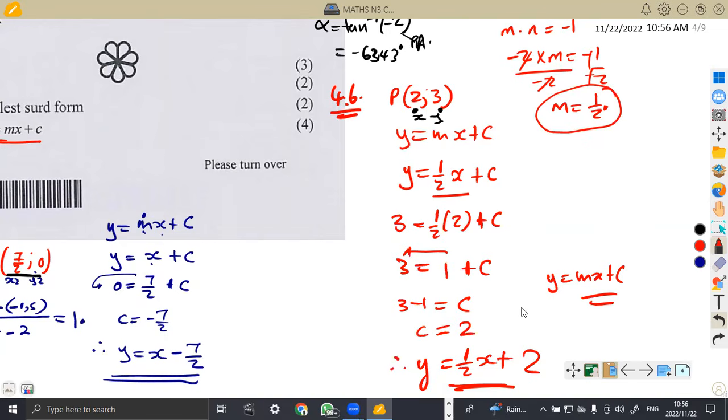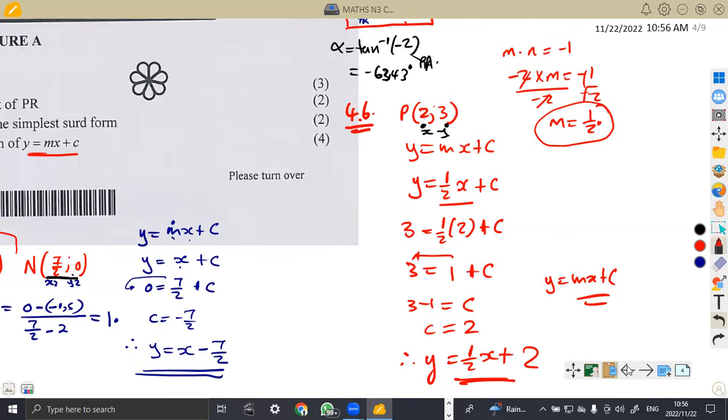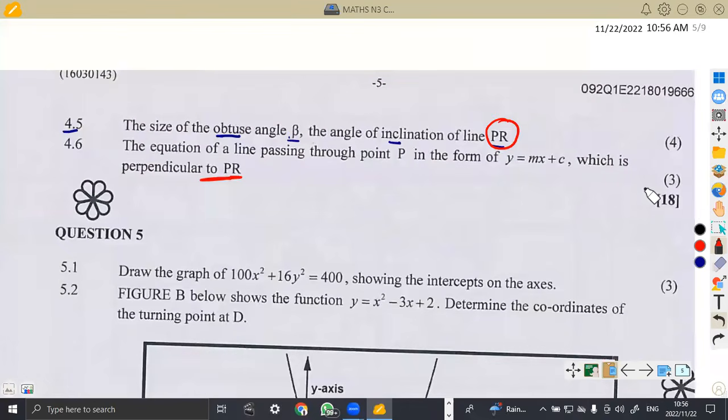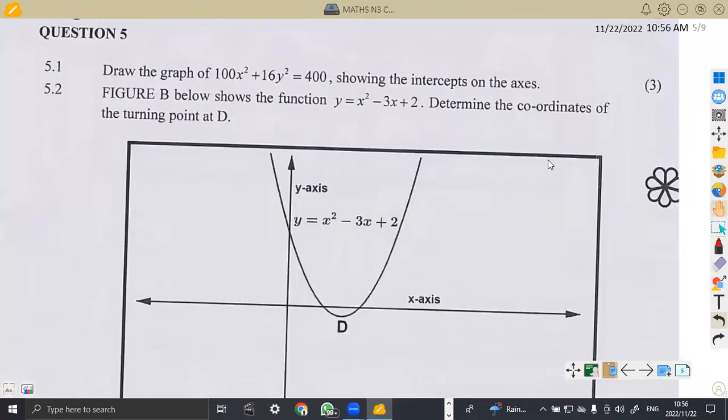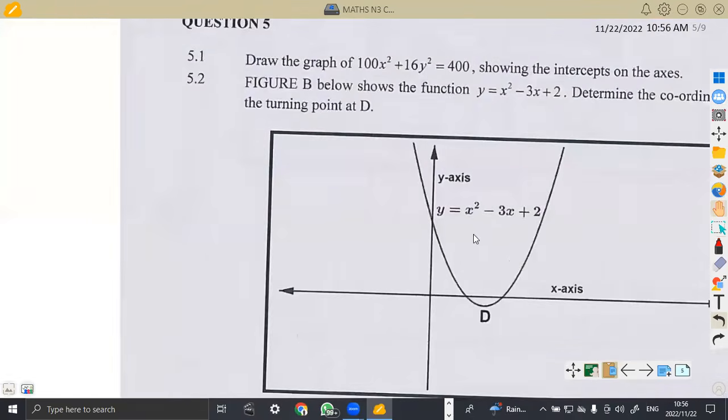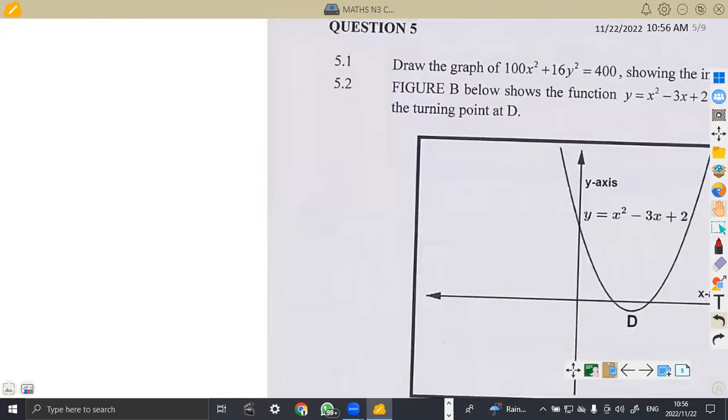So that's what we had from this particular question 4.6, the last question on question number 4, which has a total of 18 marks. Then we've got question 5: draw the graph of 100x² + 16y² = 400. What type of graph is that, guys? We have 100x² + 16y², which is equal to 400. So here we're talking about an ellipse, as we can see these two coefficients are not the same. So we just have to find the x-intercepts and the y-intercepts.